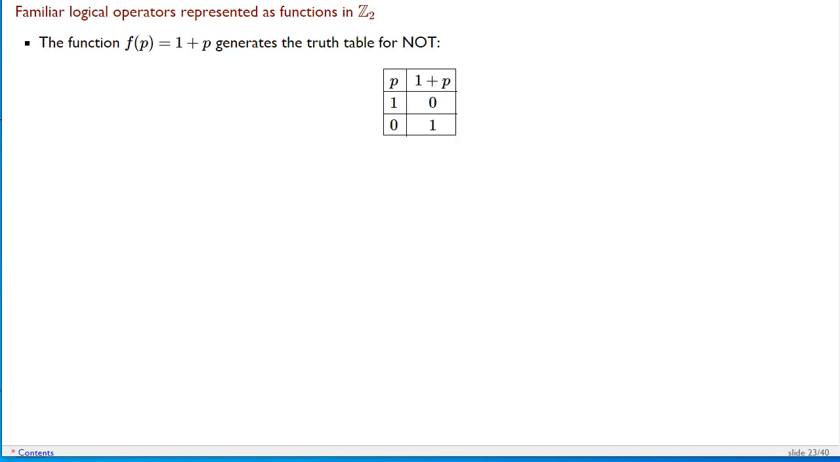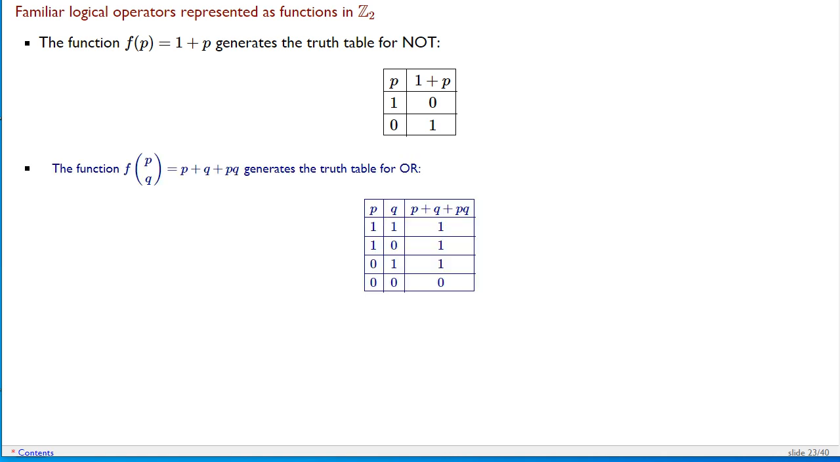So let's do that. Here is p. Here is 1 plus p. You recognize, I trust, the truth table for not. This one is a bit less obvious. p plus q plus pq.